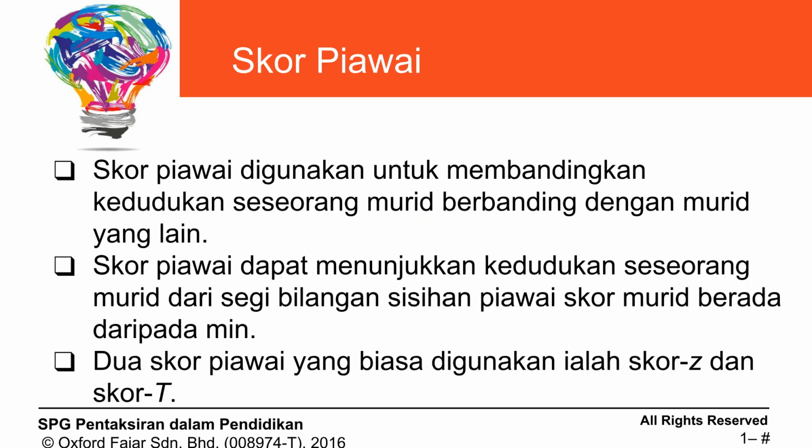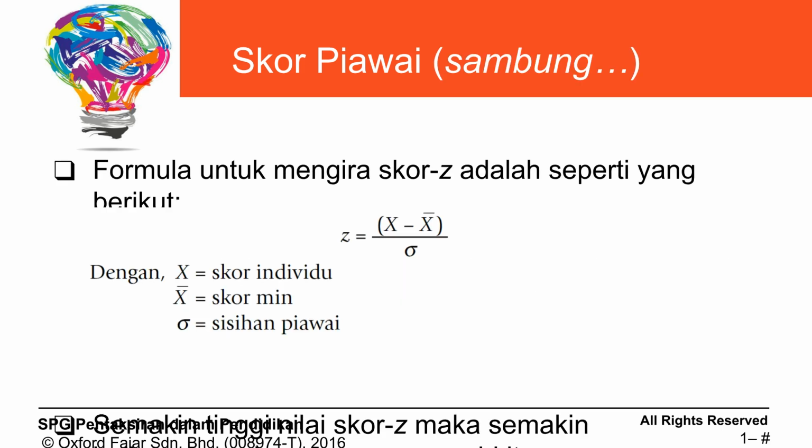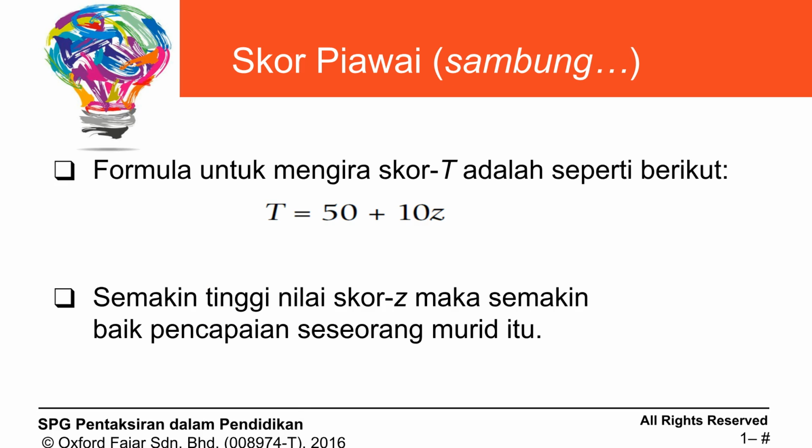Standard scores are used to compare a student's position relative to other students. They show the student's position in terms of the number of standard deviations from the mean. The two common standard scores are Z score and T score. The formula for calculating the Z score is shown here. A higher Z score indicates better student achievement. The formula for calculating the T score is shown here.